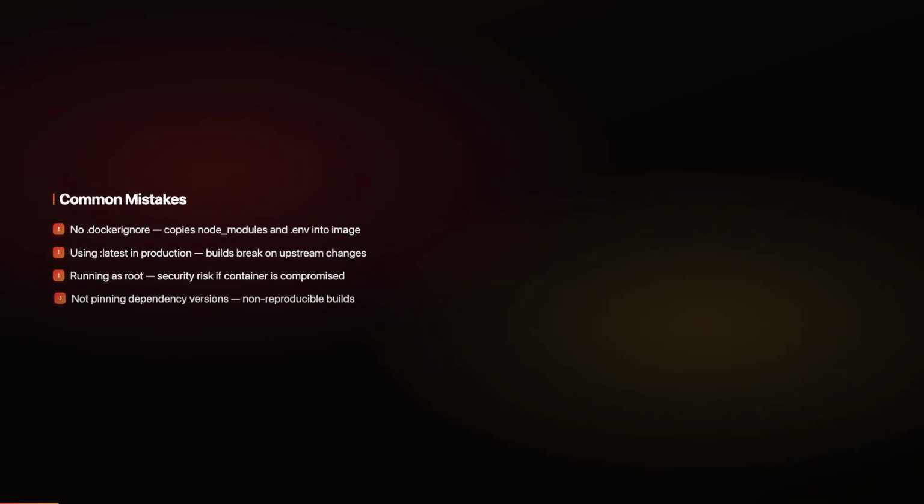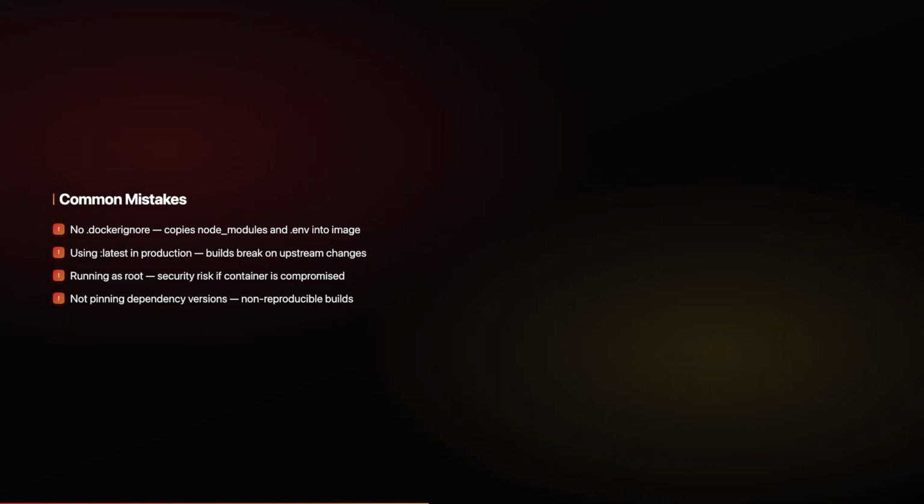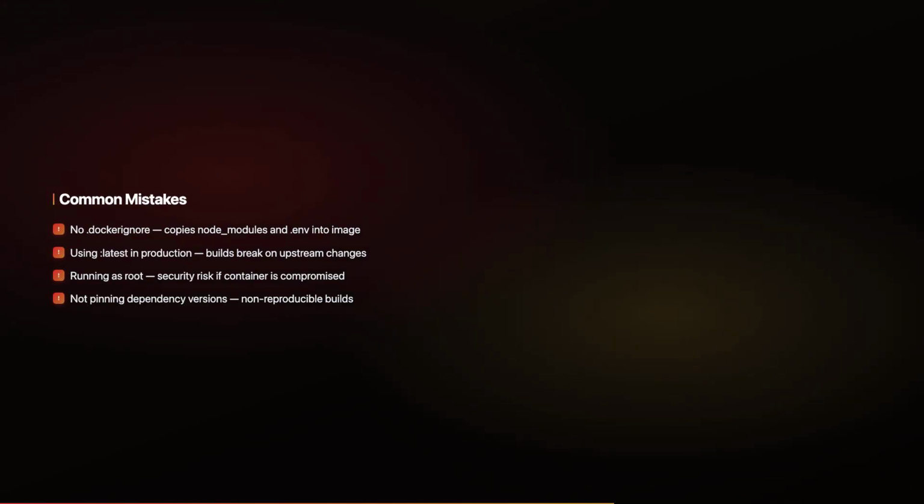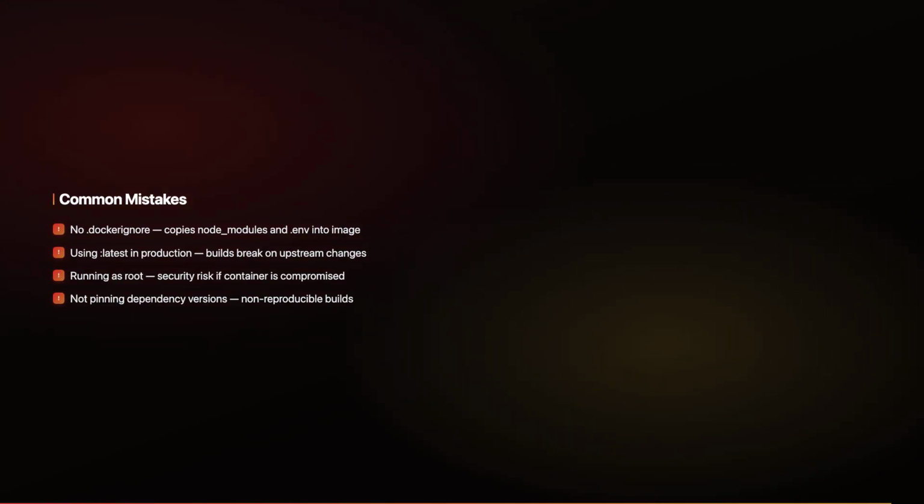Common Docker mistakes to avoid. Forgetting .dockerignore copies node_modules and environment files into your image. Using the latest tag in production means builds can break when the upstream image changes. Running containers as root is a security risk. Always pin your dependency versions.